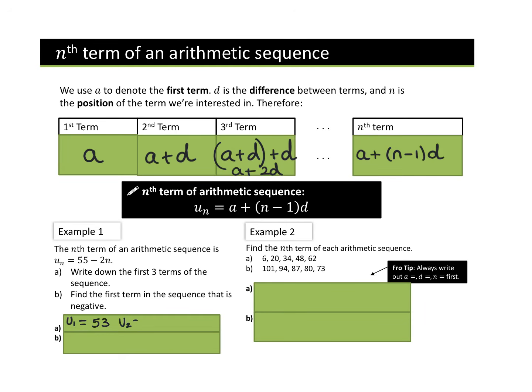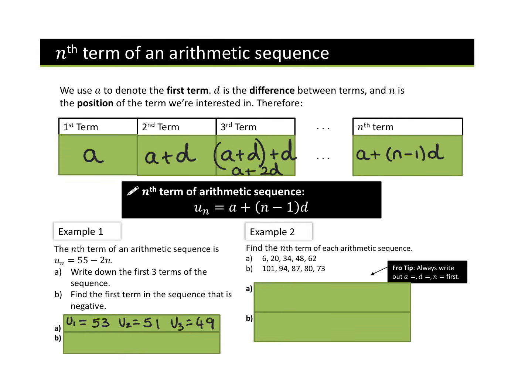For U2, the second term, I would substitute 2 in where n is. 55 minus 2 lots of 2, which is 4, which is 51. But you do notice, what are we doing each time? Our common difference each time is, we're taking away 2. So without even substituting, I could tell you the next term. Take away 2, 49. I can double check this. If my n is 3, 55 minus 2 lots of 3 is 55 minus 6.